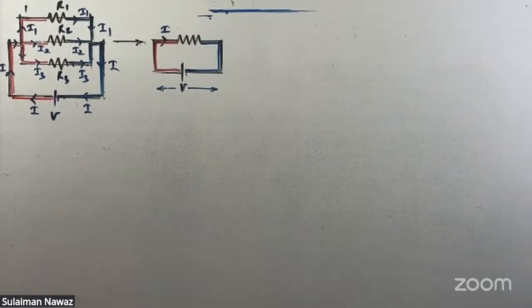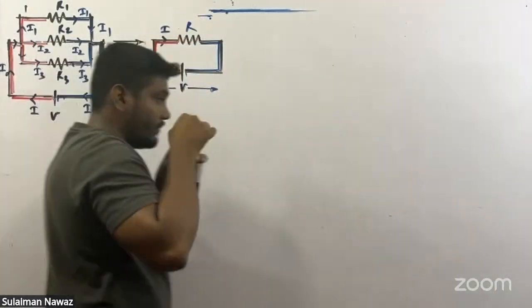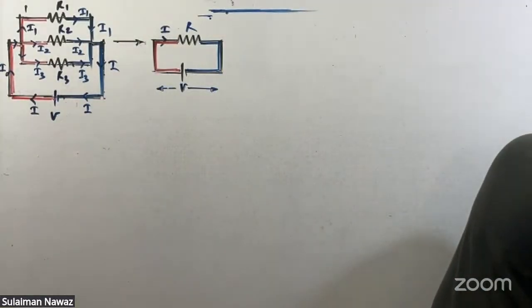Next point, also with the red color pen, write down: the summation of current passing through each resistor is equal to the current passing through the equivalent resistor.